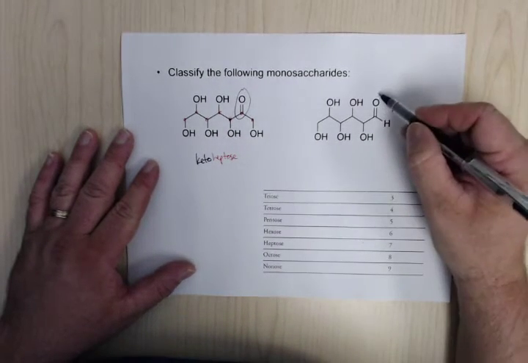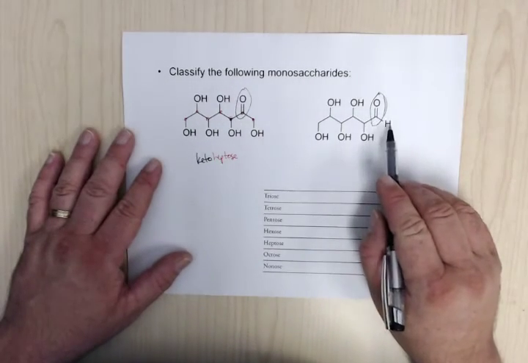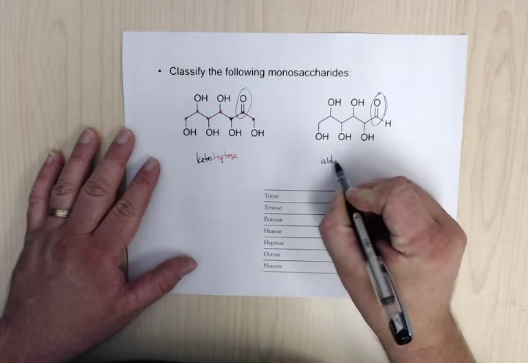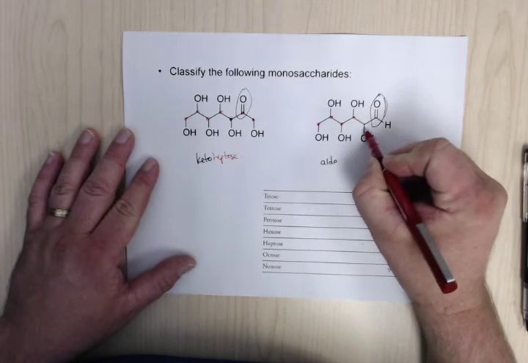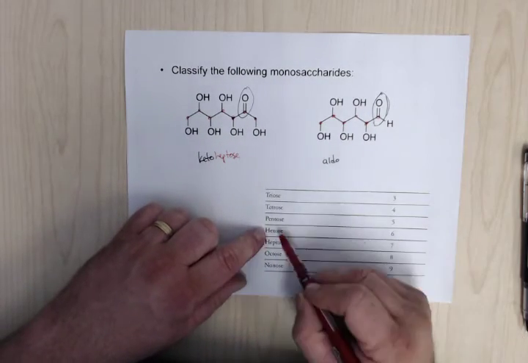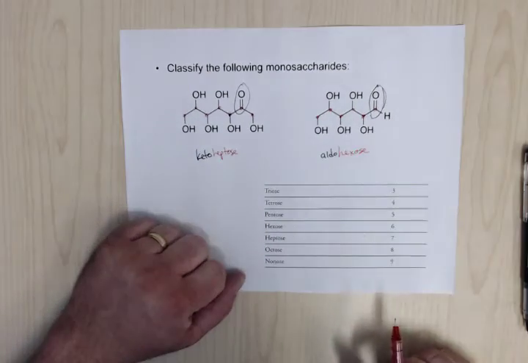Now for this one, here's our carbon-carbon double bond. But there's a hydrogen here, so that makes it an aldehyde, so it becomes an aldo sugar. And then we're going to go 1, 2, 3, 4, 5, 6. So that ends up being 6, so hexose. So it's an aldohexose. There you go.